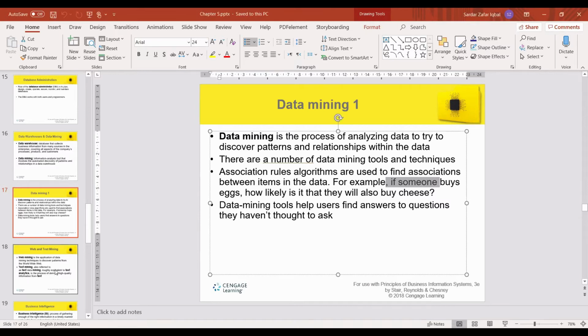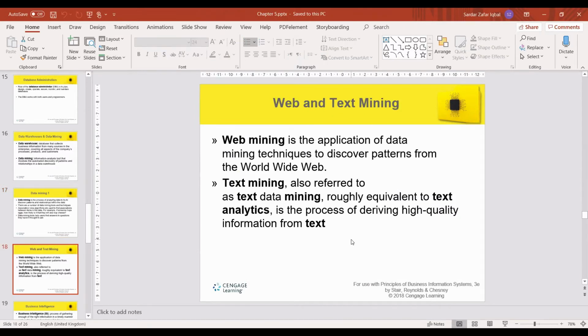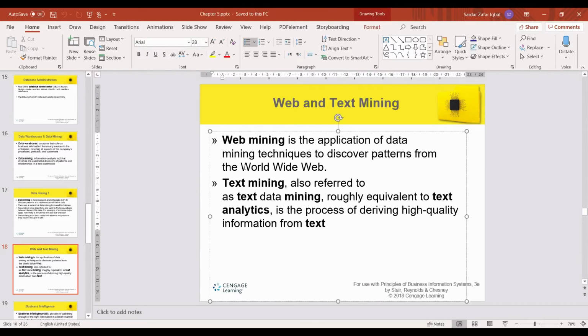Okay. Web mining, as its name shows, mining on the web, is the application of data mining techniques to discover patterns from the World Wide Web. So they will do the mining on the internet, on the websites. So tools are available for that. Text mining means they will only search the text.